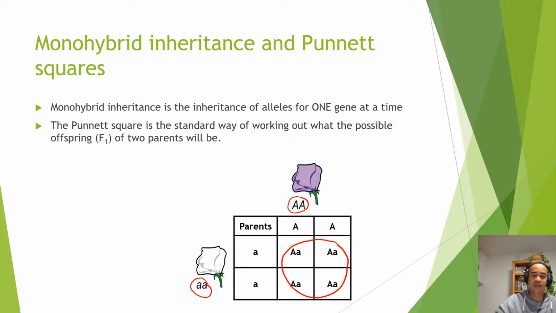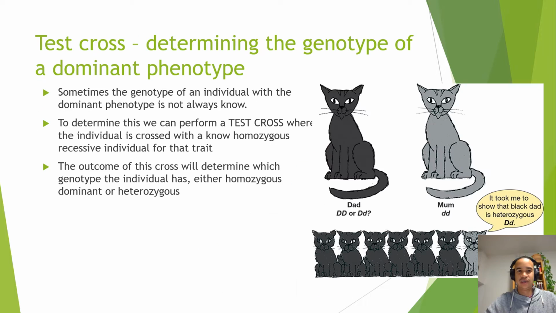Once we've filled in the Punnett square, we've got our F1 generation here, and these are all the possible offspring. In this instance, the only possibility is that the offspring could be heterozygous. So just a quick recap that this is a Punnett square, and we're still talking about monohybrid inheritance.